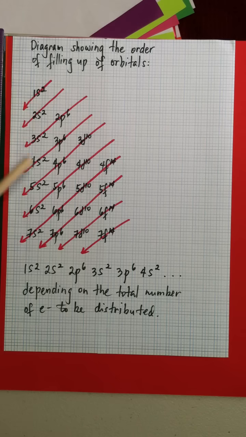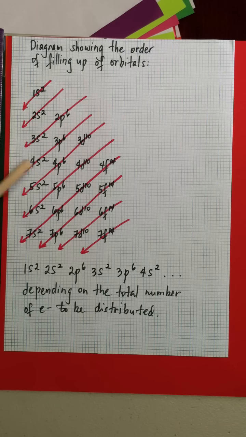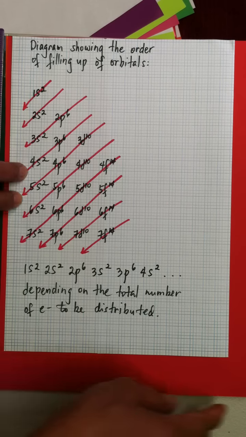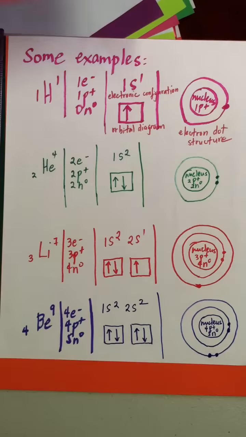Notice that for the s, each of the main energy levels will have an s orbital. From the second main energy level onwards, you will have the p orbitals. From the third main energy level onwards, you will have the d orbitals. From the fourth main energy level onwards, you will have the f orbitals. So we start with 1s2, 2s2, 2p6, 3s2, 3p6, 4s2, and so on and so forth, depending on the total number of electrons to be distributed. So all you have to do is know how to construct this device when you do electronic configuration.